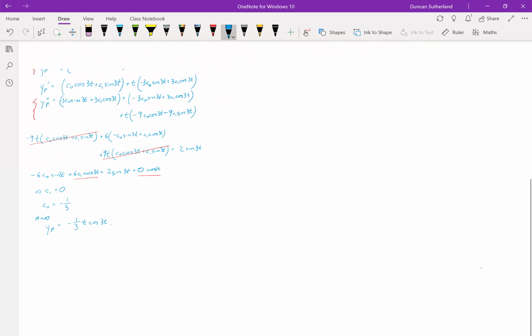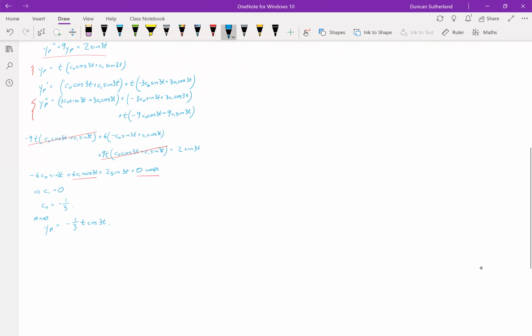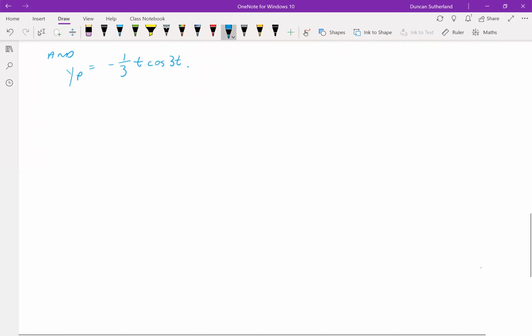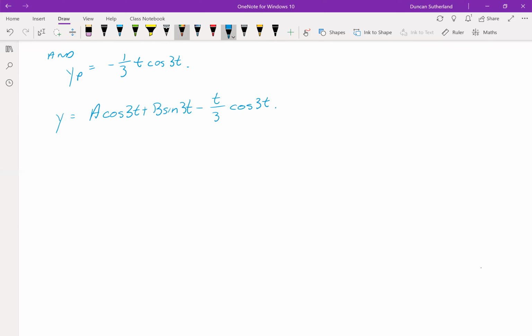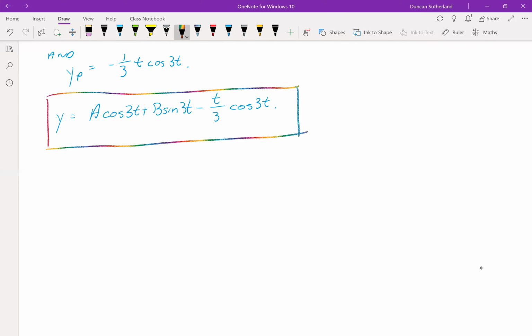Right, so be very careful that when you're subbing everything back in, you sub it back in into the correct spot. So the C0 is associated with the cosine, and there's a t. So we can write down our overall solution. We got our homogeneous part, and we got our particular part. We don't have any initial conditions, so that's the best we can do, the general solution.